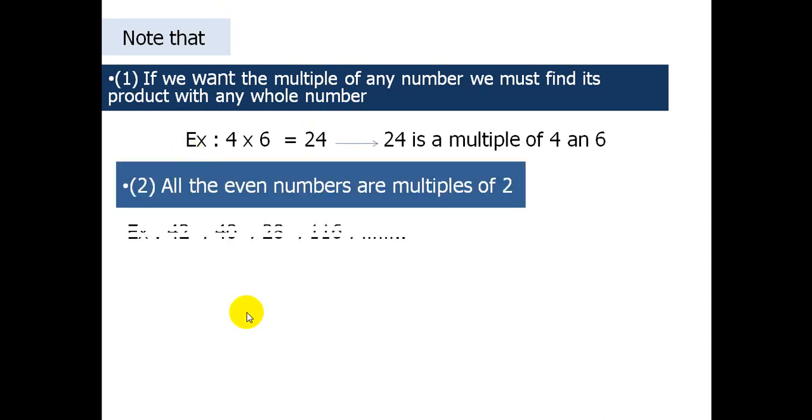The second, here, he said all the even numbers are multiples of 2. What's the meaning of this? He said here all the even numbers are multiples of 2. That means all the results of table 2 are even. Is it right? Let's see.